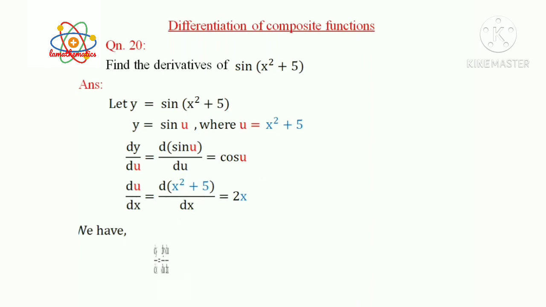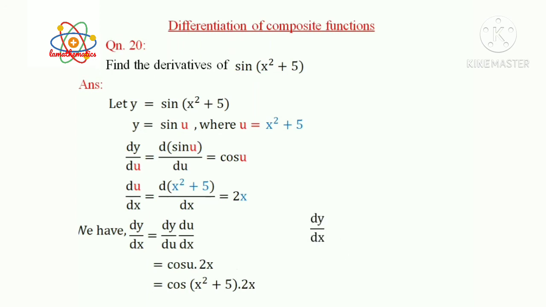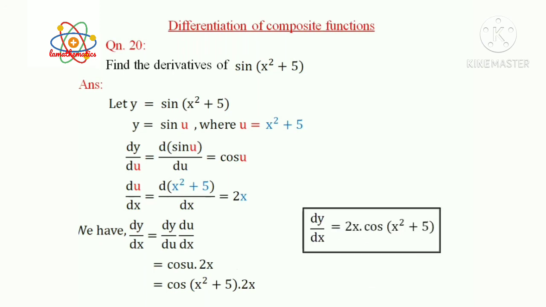We have y = sin(x² + 5). That is, y is a function of x. Therefore, we find dy/dx. dy/dx = dy/du × du/dx. We substitute the values: equals cos u × 2x. We change the value of u: equals cos(x² + 5) × 2x. Therefore, dy/dx = 2x cos(x² + 5).